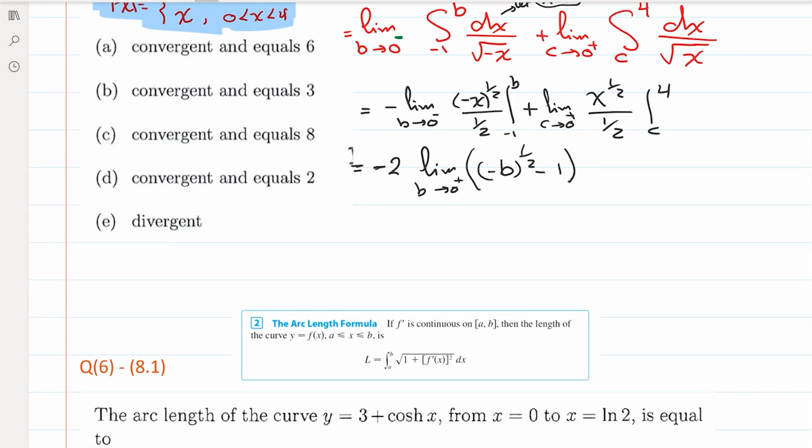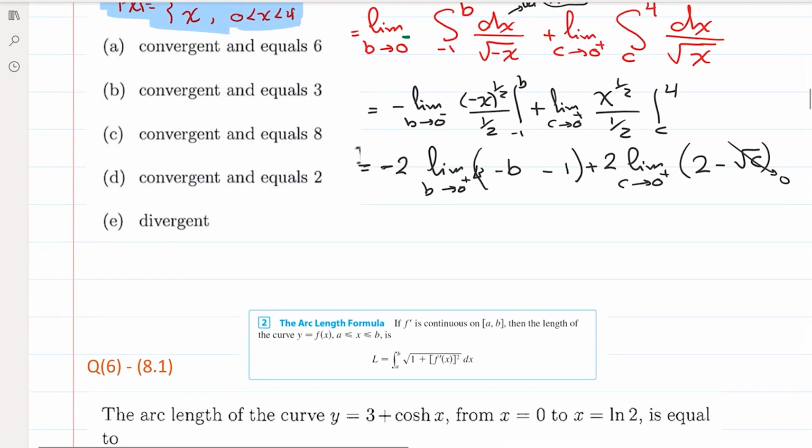And the other side, it will be limit c goes to 0 from right of, again, we will have 2 out. Here, there is another 2. And we will have what? Root 4, which is 2, minus root c. Now, the first one is 0. Here, the root c, because c goes to 0 from left or from right. And here, I can write it like this.